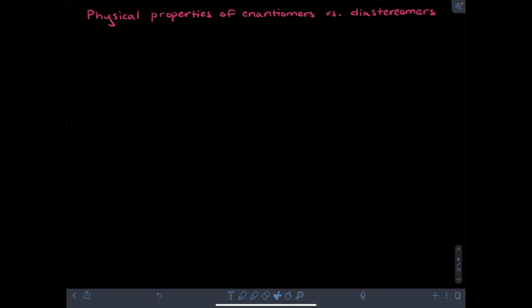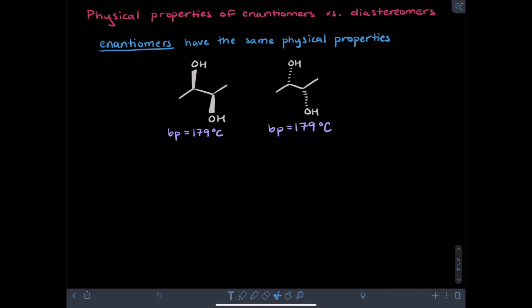Now that we have enantiomers and diastereomers, I want to revisit physical properties. Enantiomers have the same physical properties. Here is an example of a pair of enantiomers, and notice that they have identical boiling points. In contrast, diastereomers will have different physical properties from each other.